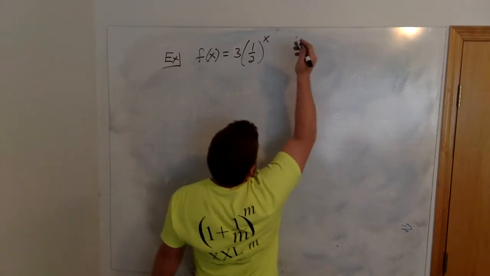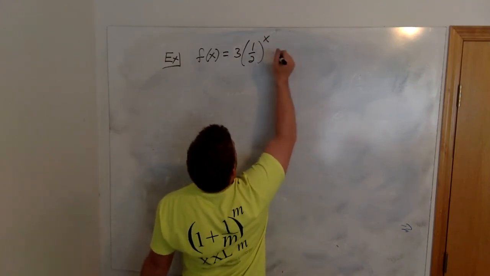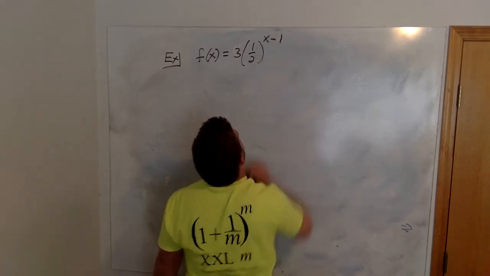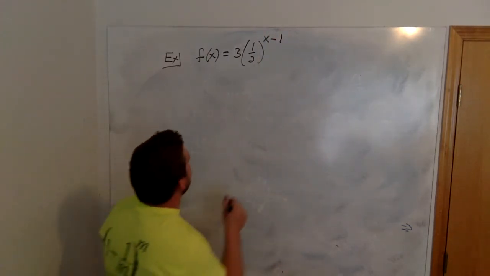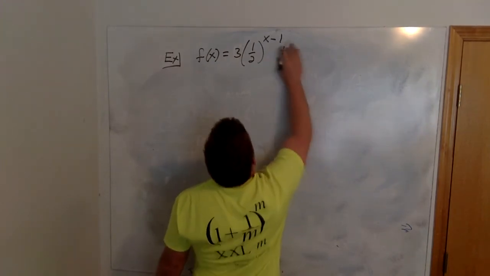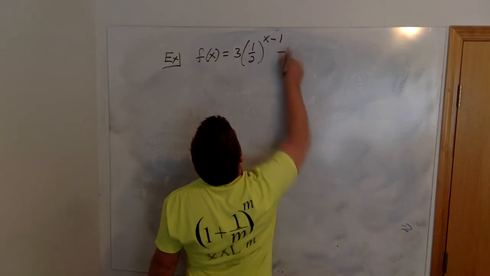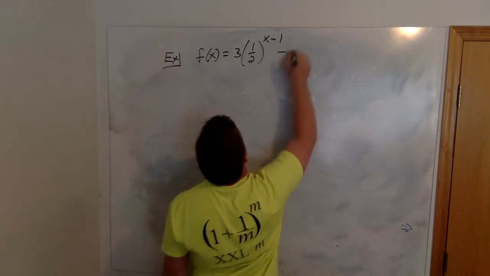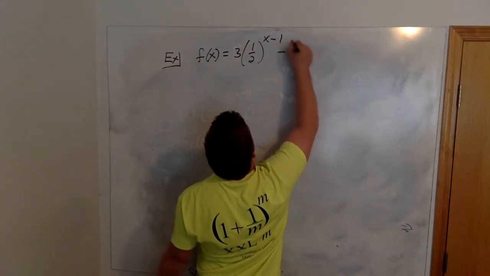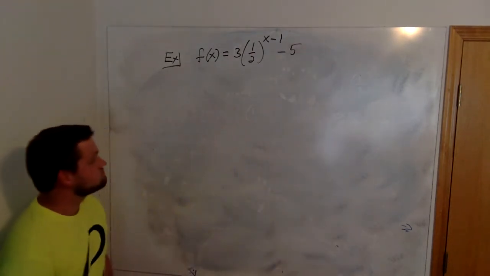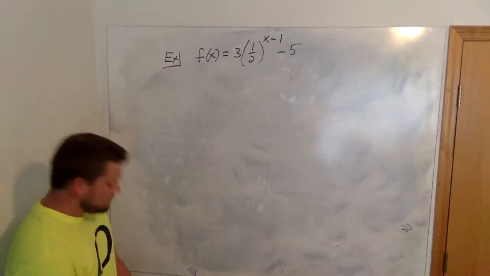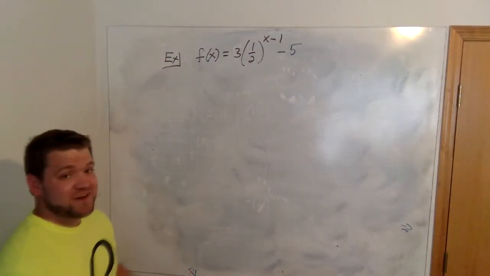For fun, how about we subtract 1, and how about we subtract, I don't know, 5, let's say. Okay. I'm going to give you 2 different ways to approach this problem. Okay, so go ahead and pause the video and try this on your own first.